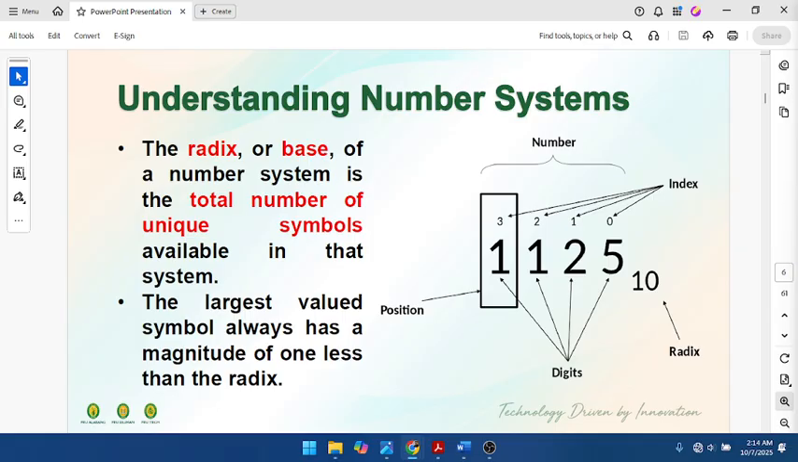For example, first we have 5. So 5 times 10 raised to 0. Then 2 times 10 raised to the power of 1, then 1 times 10 raised to the power of 2. The final one is 1 times 10 raised to the power of 3. Now we understand the positional structure, which is the key to working with our number systems.